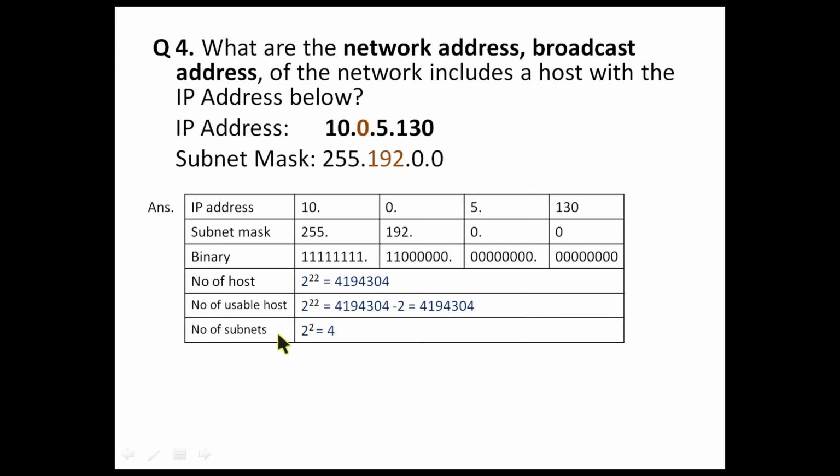Next, the number of subnets. We have to count only the number of ones in the octet in which the subnetting is done. Since subnetting is done in the second value, we have to count the number of 1s. So the number of 1s here is 2. 2 to the power 2 equals 4.